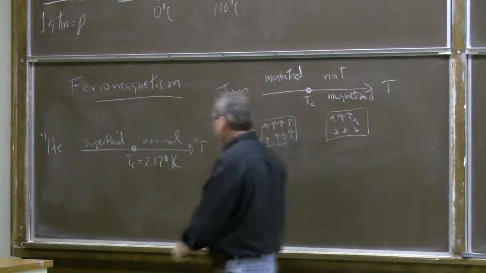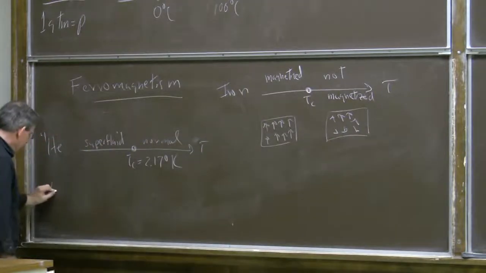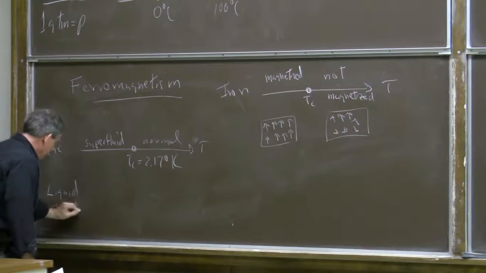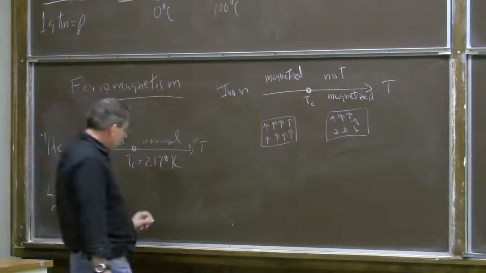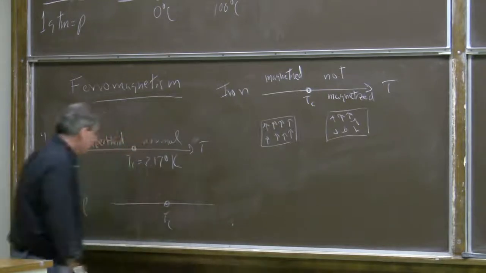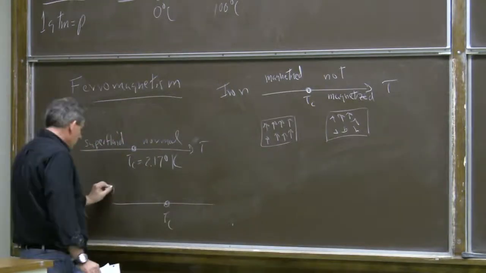Another example is a liquid crystal, like the kind you have in your computer display or watch. At sufficiently low temperature, below some critical value of the temperature, there is orientational order.